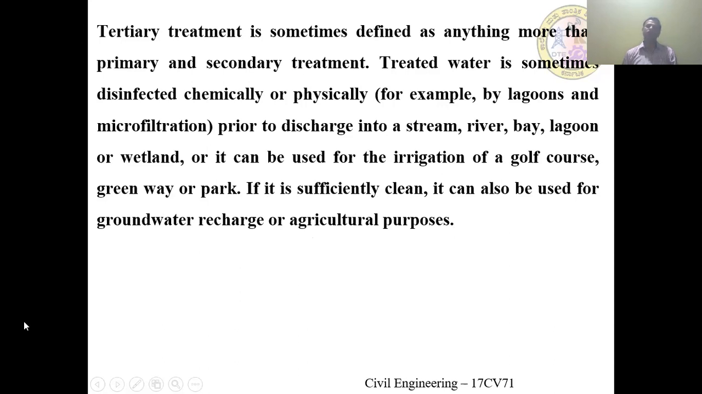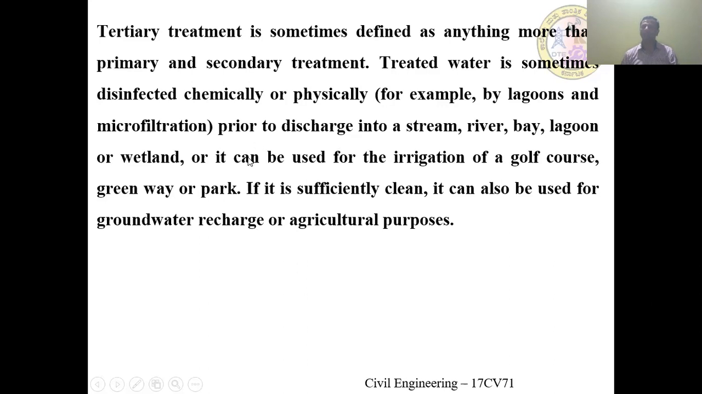So before you recharge, the important step is tertiary treatment. In tertiary treatment, you are going to kill all types of microorganisms with chlorine and remove any fine materials by microfiltration before you discharge into a stream. Otherwise, it is going to affect the stream through these settleable particles or sometimes phenols, etc.